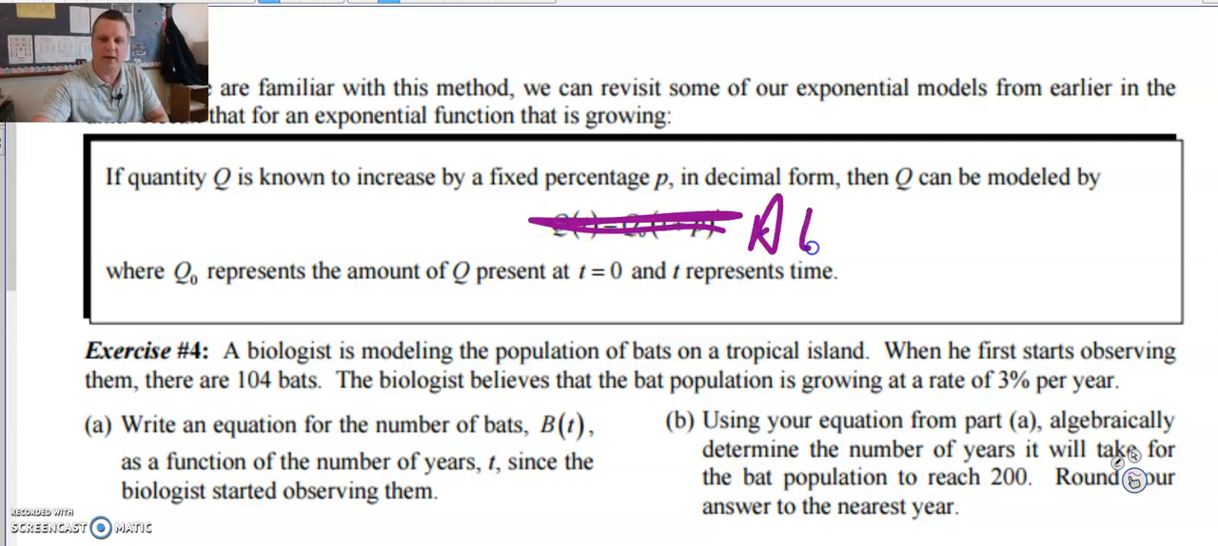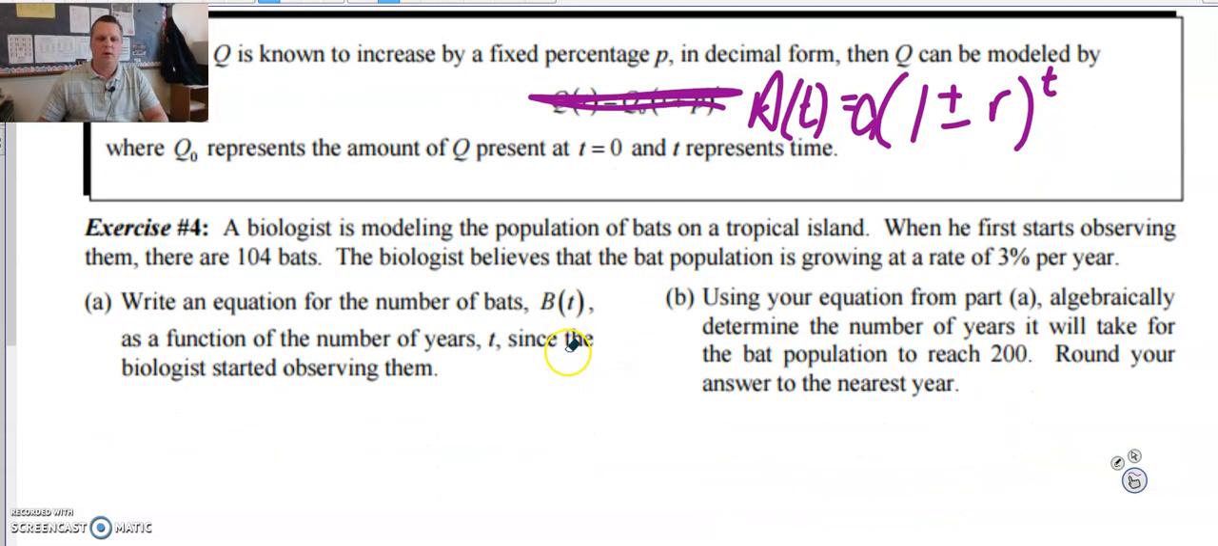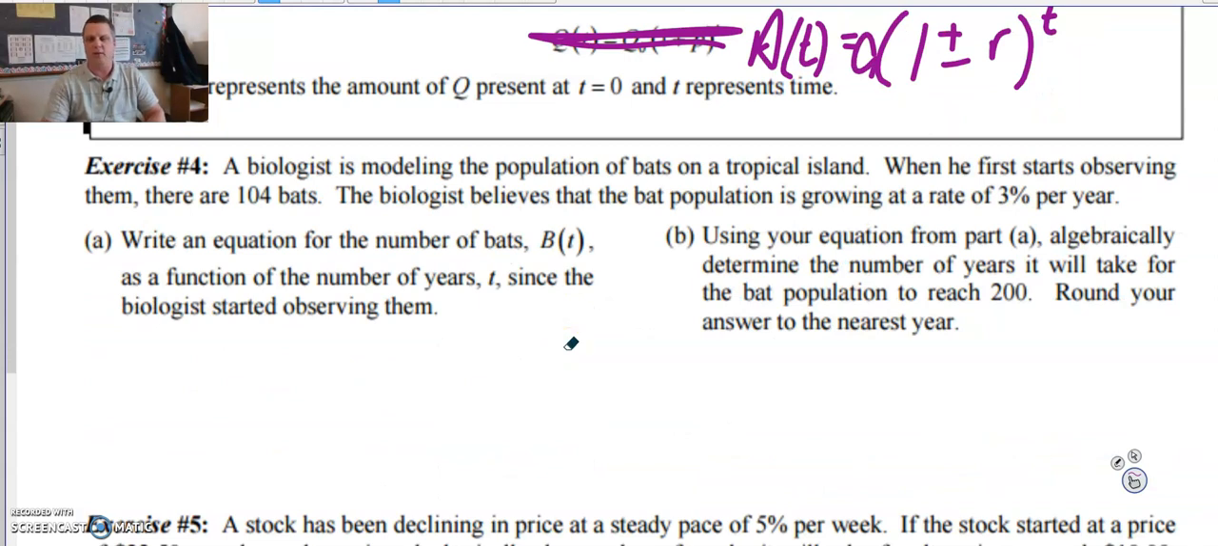Remember I told you it was A(t) equals a(1 plus or minus r) to the t. Oh, forgot the little a. Remember, the little a is the initial amount. All right, so again, growth and decay, but now we're looking for the t. So there's going to be a variable in the exponent, therefore you're going to have to use logs.